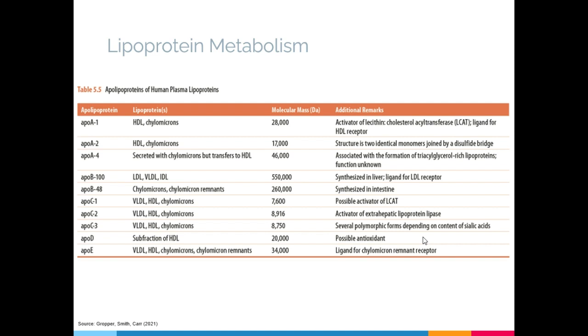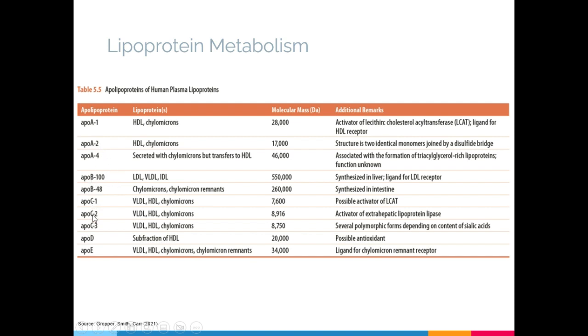Remember, a ligand is what first binds to the receptors on cells to activate cellular signaling or cellular communication. The most important ones are ApoC2, ApoB100, and ApoE, because they have prominent functions.